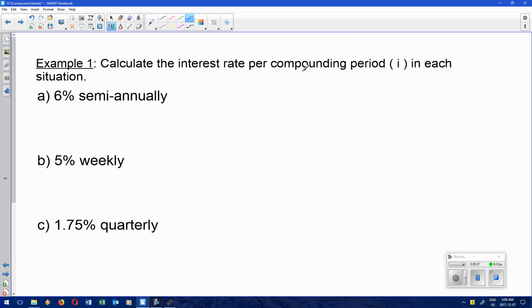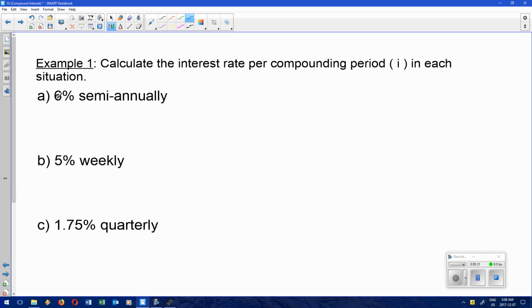Okay, so now that we have that, we can talk about I and N. Interest rate per compounding period. We're going to calculate what they are. When you're given an interest rate, it tells you how much interest you're going to earn for the whole year. So if you're going to make the deposits at regular intervals, you're only going to get part of that interest.